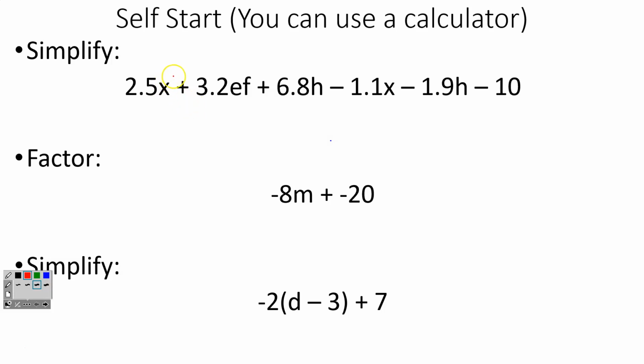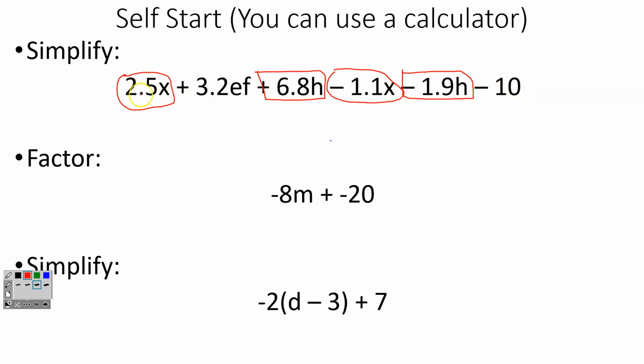When I look through here, I see I have a 2.5x and I have a negative 1.1x. Again, notice how I've put the circle around the sign as well, just to kind of help myself out. I have a 3.2 EF. If I look through the rest of it, I don't have any of the EF, so there's nothing I can do. I have a 6.8 H. I also have an H right here, so I'm going to go ahead and put a box around that, and then that negative 10, I don't have anything I can combine that with.